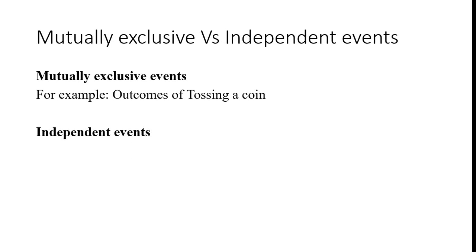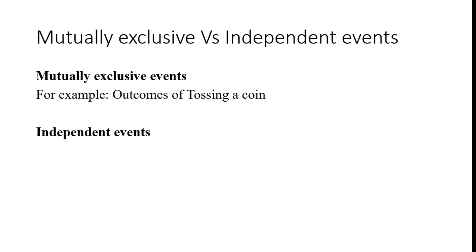Then what about independent events? Mutually exclusive events, we said, do not occur together. The occurrence of one denies or stops the occurrence of the other. Independent events are the opposite, where they can occur together at the same time, simultaneously.